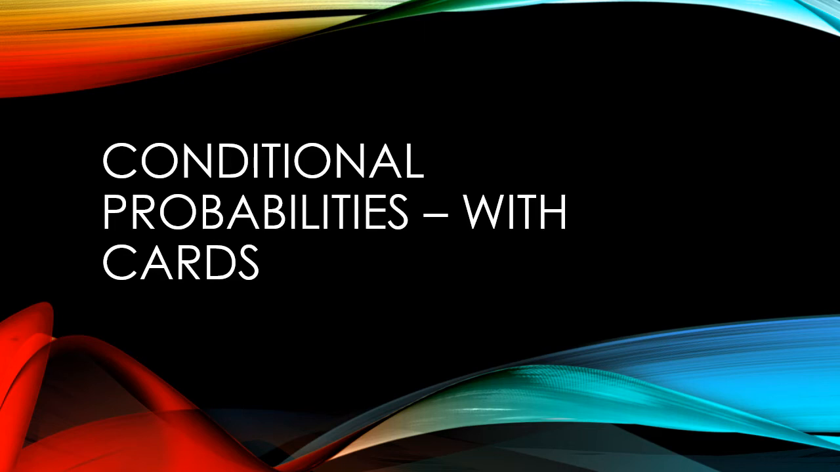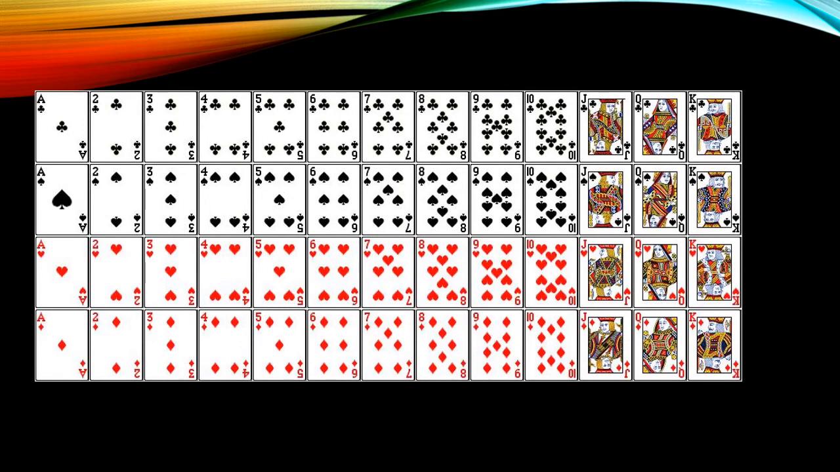Hello, hello. This is a follow-up video on conditional probabilities, but this time we're going to use something a little bit more visual with a standard deck of cards. So here we have a standard deck of 52 cards. We have clubs that look like clovers, we have spades, hearts, and diamonds. There are black cards, there are red cards, and there are face cards, which are the Jack, Queen, King.